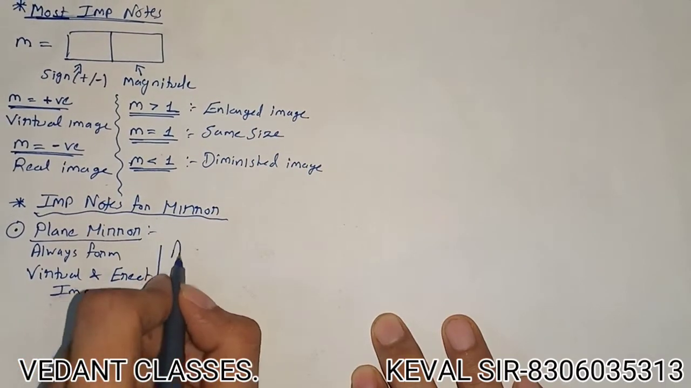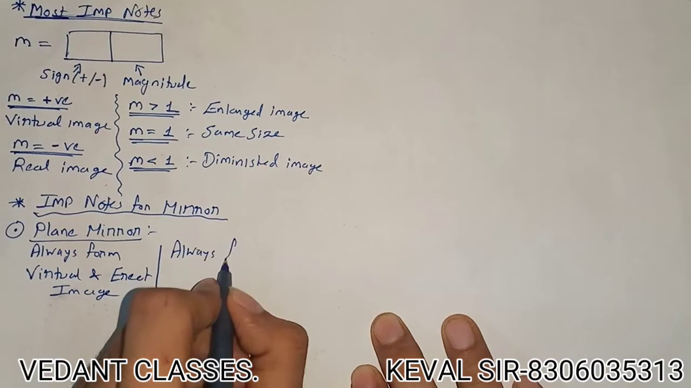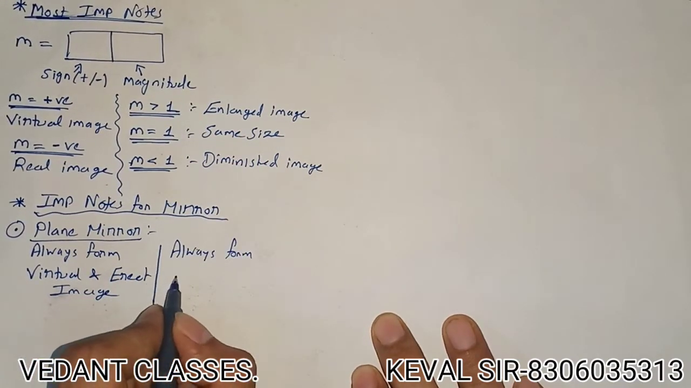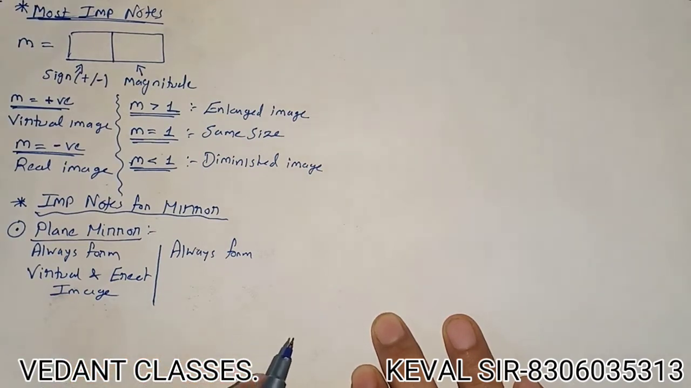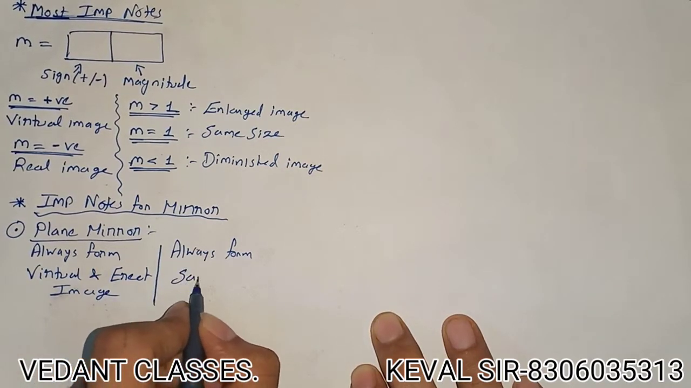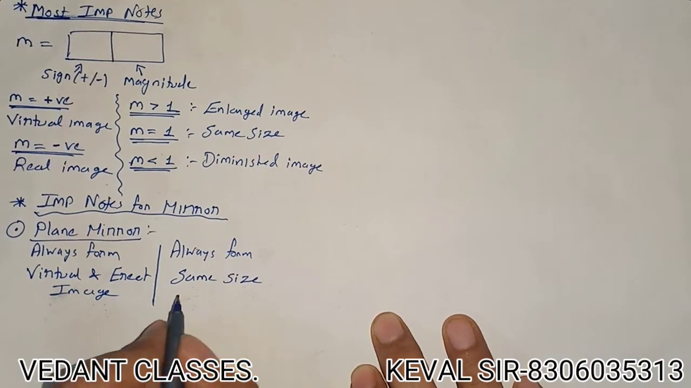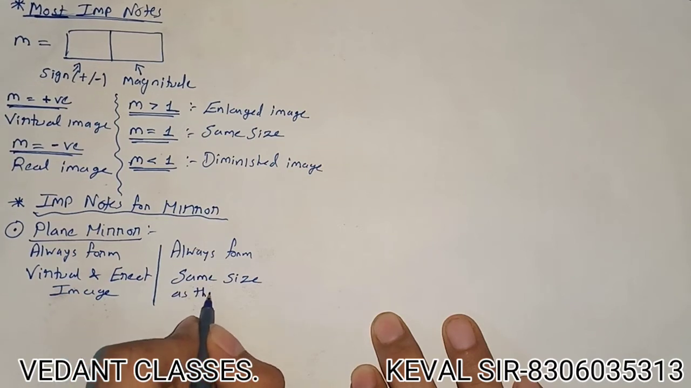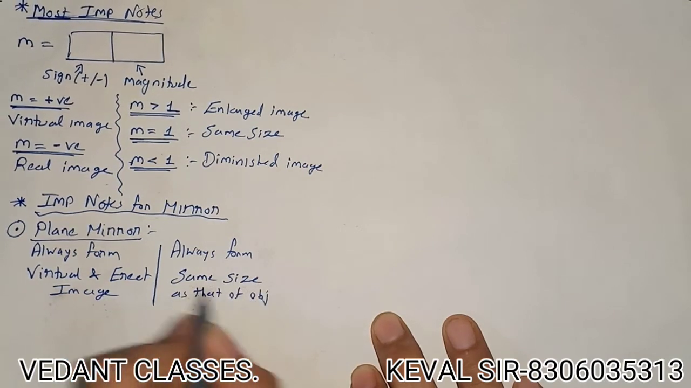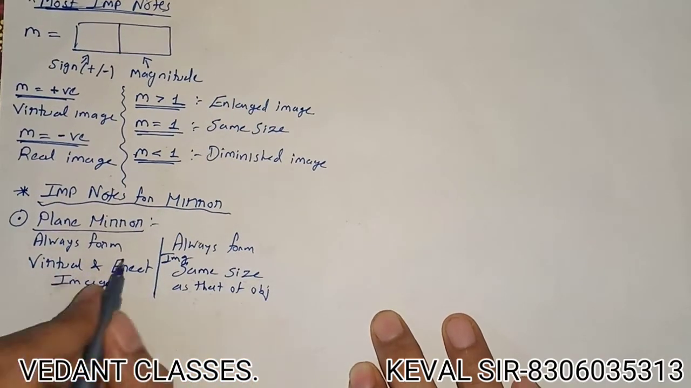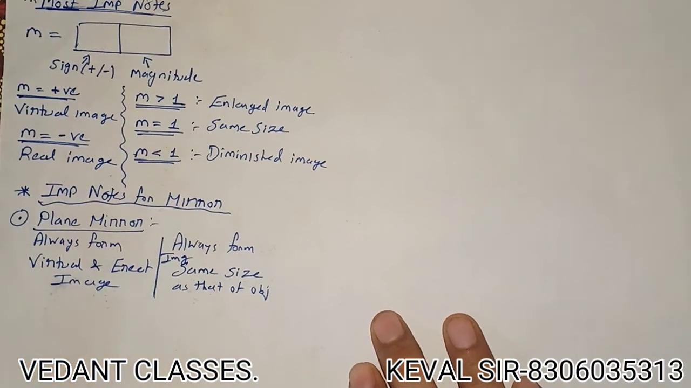Also, it always forms an image of the same height. In the properties of plane mirror, we have seen that the height of the object will always be equal to the height of the image. So image height and object height will always be the same. So here it will form an image of the same size as that of the object. So these are the important points one should remember for the plane mirror.